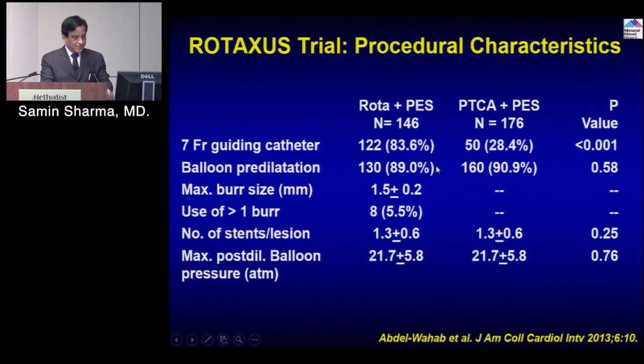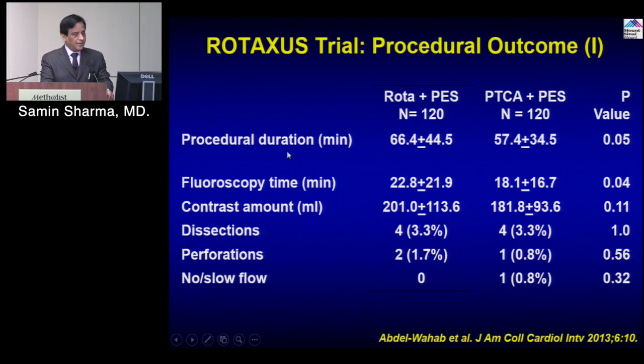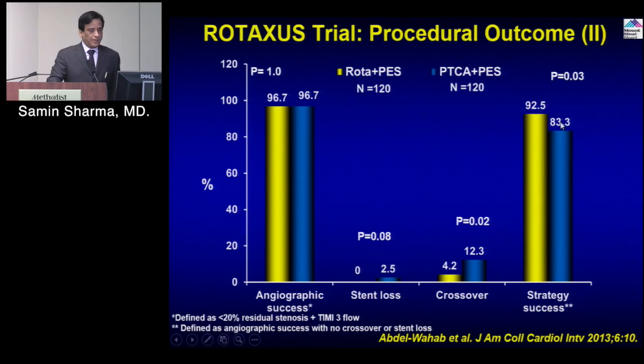What they found basically was that once you do Rota, you need a bigger guide catheter, 7 French, because a 1.75 burr can be used through 6 French, and of course it causes extra procedural duration and more fluoroscopy time, which is normal once you use this adjunct technique. But more important is the outcome. By doing rotational atherectomy, in this day and age, and this is about a 5-year-old trial, you have a better strategy success of the device. You are able to open the lesion.